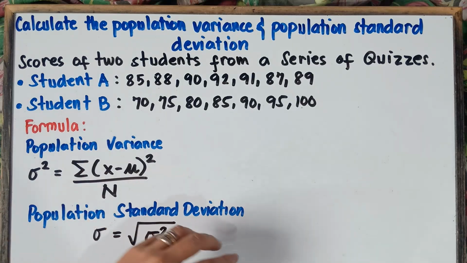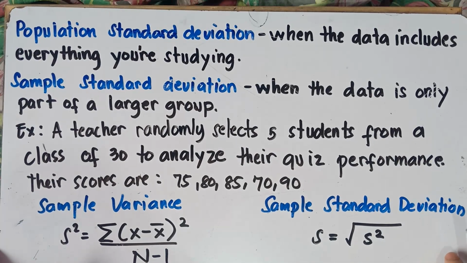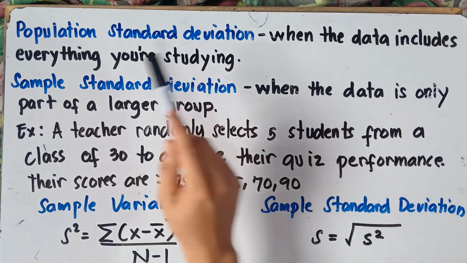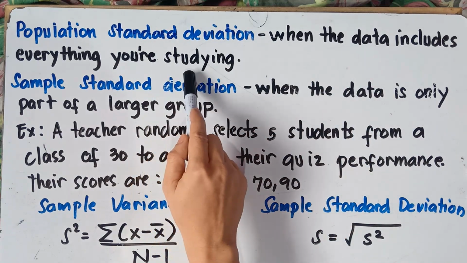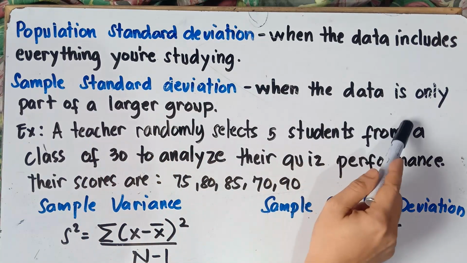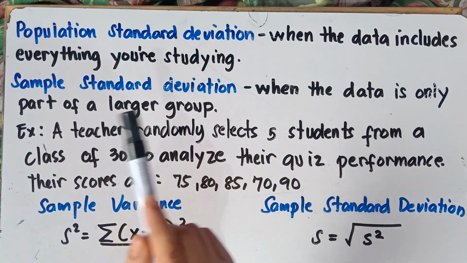Once again, class, let's have a short recap. Question, sir: when do we use the sample standard deviation and the population standard deviation, or the sample variance and the population variance? You will use the population standard deviation when the data includes everything you're studying. You will use the sample standard deviation when the data is only part of a larger group.